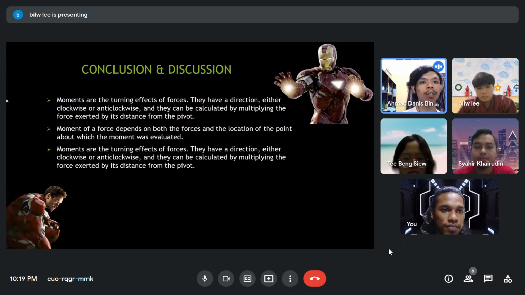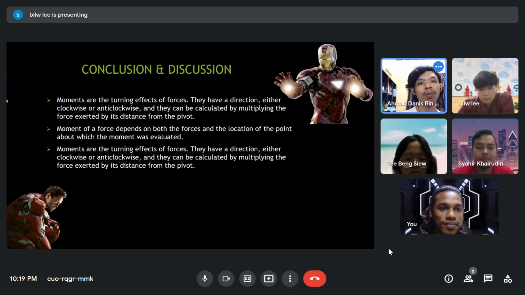Conclusion. Moments are the turning effect of force. They have a direction, either clockwise or anti-clockwise, and they can be calculated by multiplying the force exerted by its distance from the pivot. The moment of a force depends on both the force and the location of the point about which the moment was evaluated.